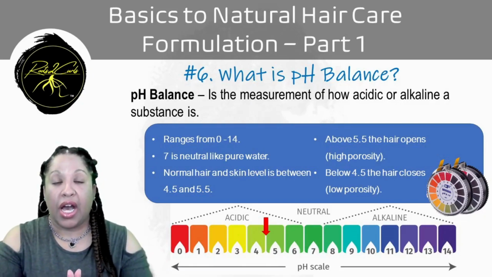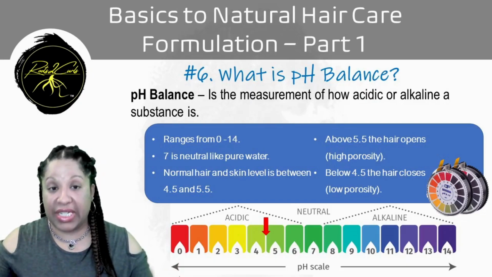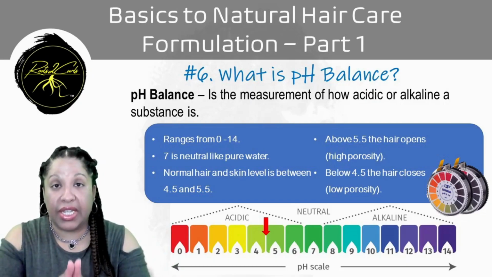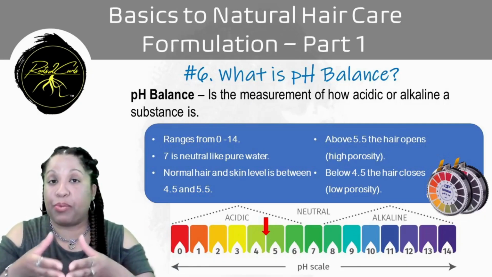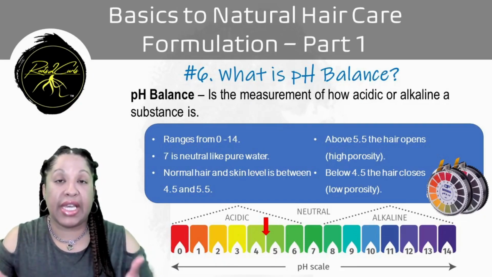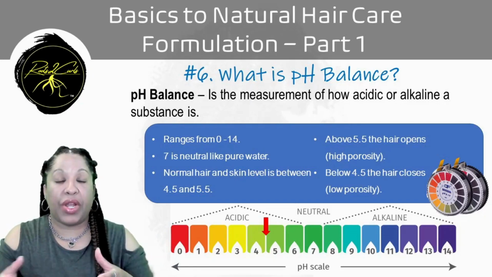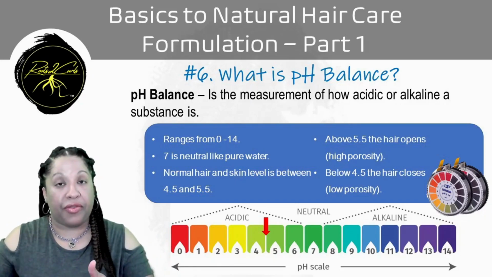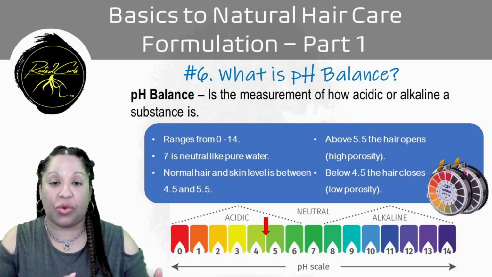Typically, the range for pH balance is between 0 and 14. 7 is in the middle. That's the neutral number. It's the same as pure water. And for normal hair and skin, you really want to keep your products within the range of 4.5 and 5.5, which is good for both hair and scalp. It's not too dry and it's not too oily.